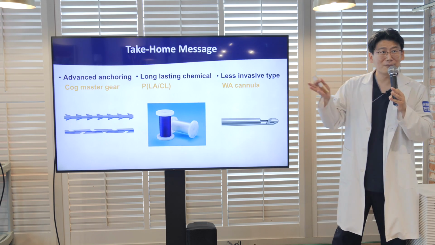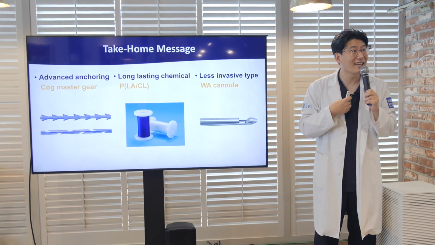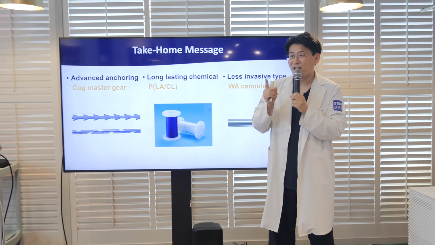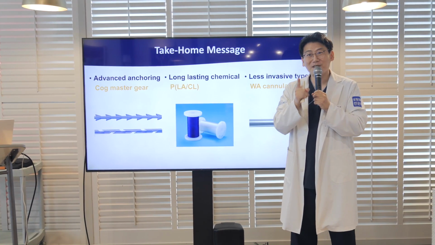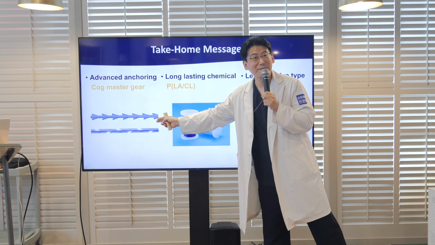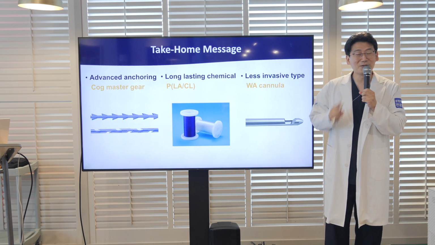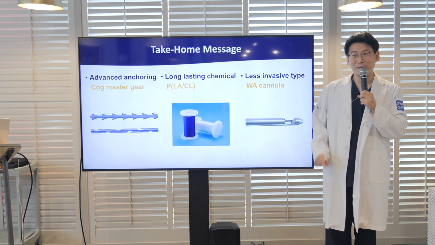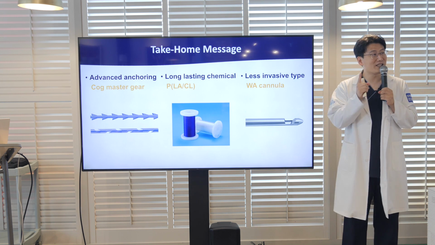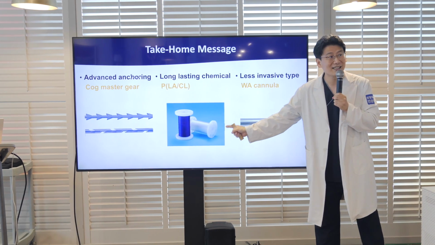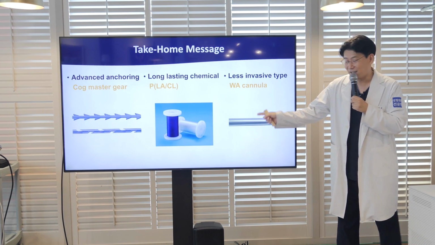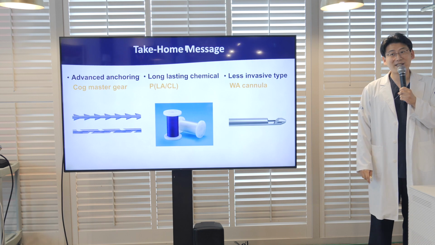Okay, this is the end of my presentation. But let me recap today's presentation. The first, you should memorize the name of Cog Master Gear. Two types, sculpted cog type and negative cog type. So next time, if you want to satisfy your patient, you should order Cog Master Gear. And you should consider the material PLLACL for long duration. And there is a WA type cannula, which is less invasive yet.